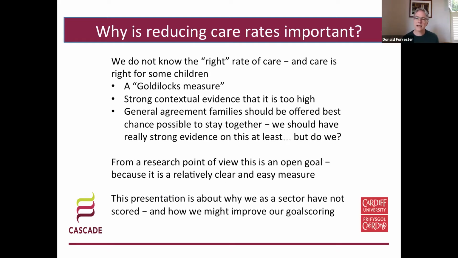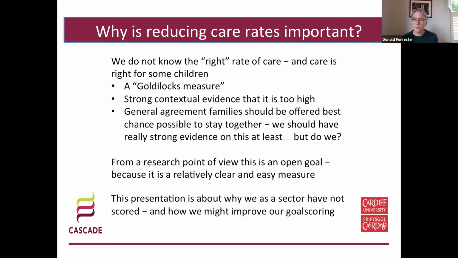While reducing care, I think, is generally important, it's also quite a complicated measure. It's what we call the Goldilocks measure. So nobody would say you shouldn't have any kids in care, or that all children should be in care. It's one of these things where not too many, not too few, just the right number.